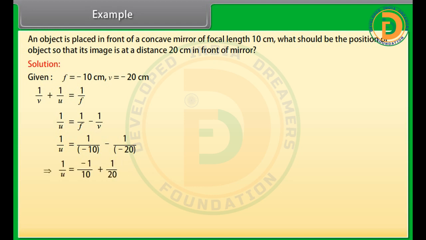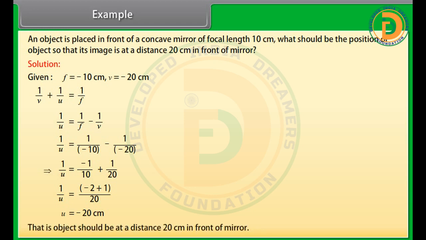It implies 1 by u is equal to minus 1 by 10 plus 1 by 20. 1 by u is equal to minus 2 plus 1 by 20. u is equal to minus 20 centimeters. That is, the object should be at a distance of 20 centimeters in front of the mirror.